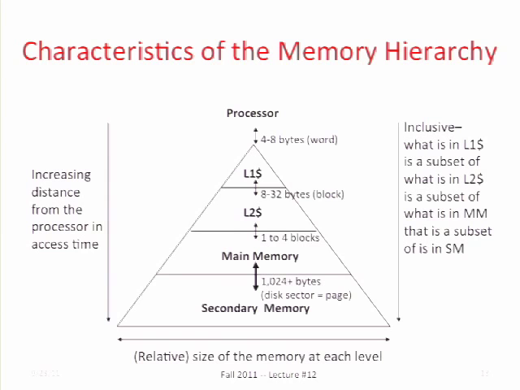So maybe 4 times 32 bytes, 1 to 4 of them. When you go from main memory to disk, you're going to read big disk blocks. Maybe you're going to read 4K bytes at a time, or maybe 16K bytes at a time. So as you go down this hierarchy, you're getting bigger and bigger chunks. And the reason is that every time you cross this boundary, it's expensive.